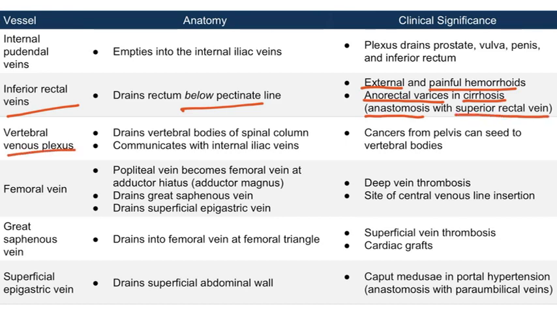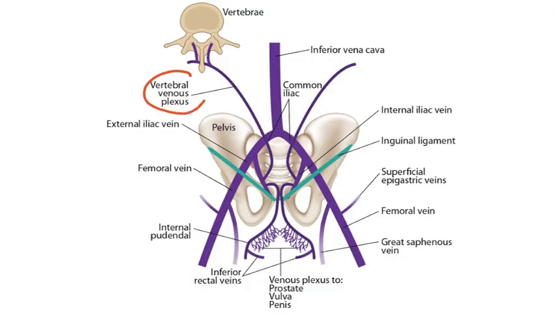Now let's talk about the vertebral venous plexus. The vertebral venous plexus drains the vertebral bodies of the spinal column, and it communicates with the internal iliac veins. You can see the vertebral venous plexus right here, and it drains the vertebral bodies of the spine and communicates with the internal iliac vein, as just mentioned. The fact that it communicates with the internal iliac vein is very significant because it means that it's indirectly connected to the prostate, vulva, and penis.